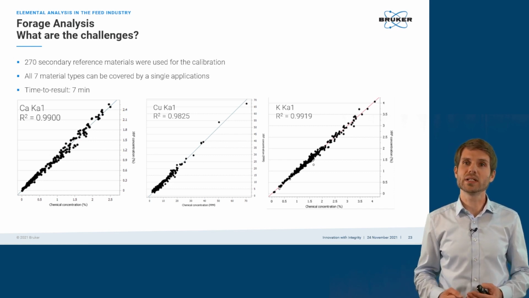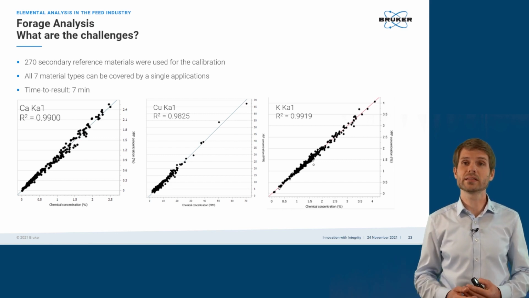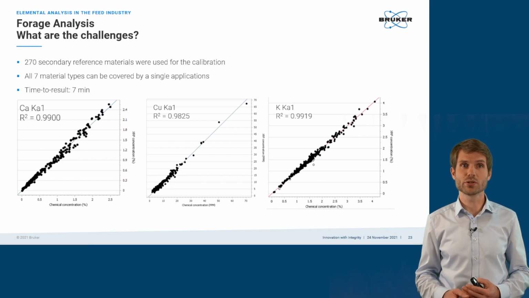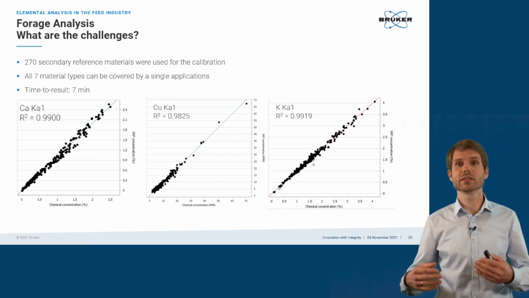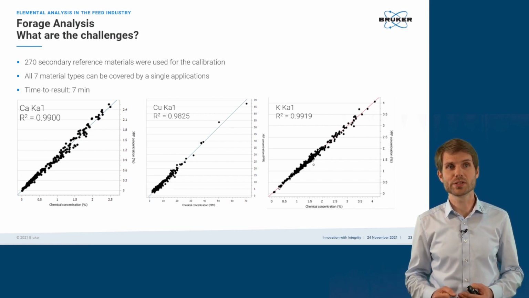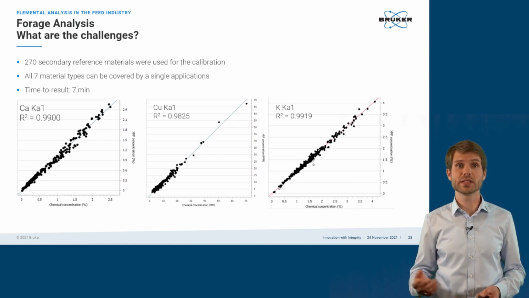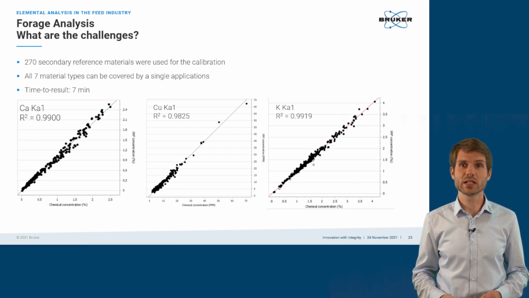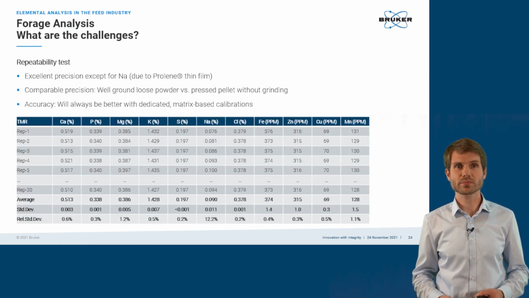In this case, we ran 270 samples, and you can see that they nicely fall on a calibration curve here. We were able to cover these 7 similar but slightly different materials. Time to result was here 7 minutes, and here you see some exemplary calibration curves for potassium, copper, and calcium.